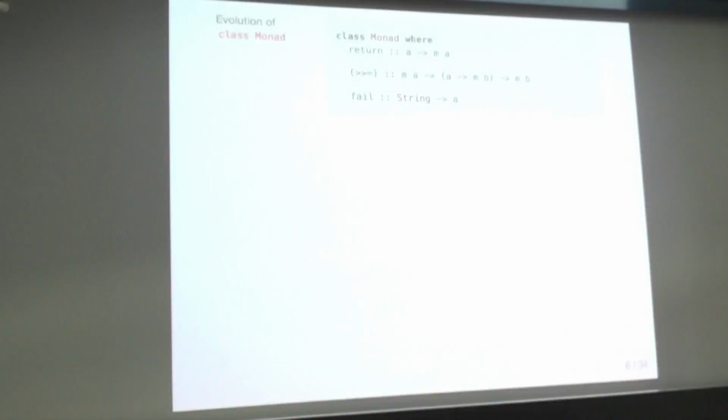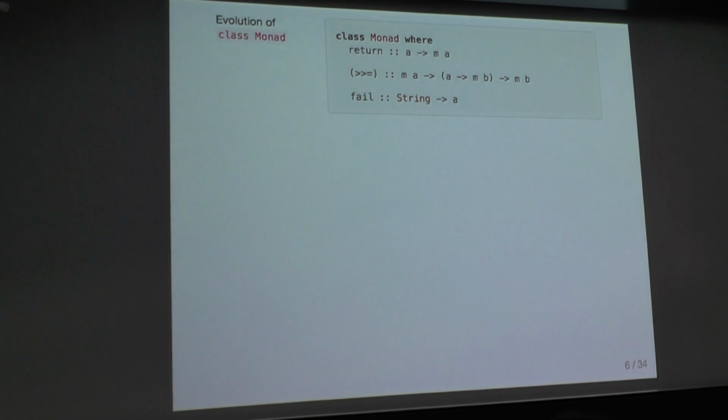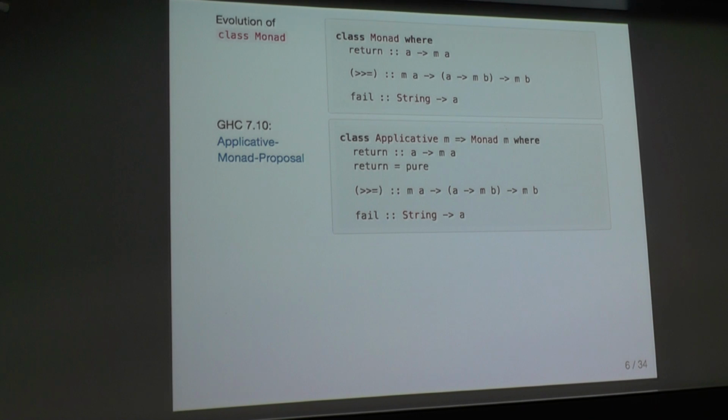Okay. So let's look at the evolution of the class Monad. This is how you know it, right? You have a return, you have a bind, and you have this ugly fail. And nobody really knows when you need it or not, but it's supposed to be there, so whatever, right? So I'm going to shed some light on this today. This is how it used to be, and then with 7.10 there was the Applicative Monad Proposal, where people were saying, well, mathematically every monad is an applicative, but we can't express this in the type system, that's a problem, so we need to change that, and they did.